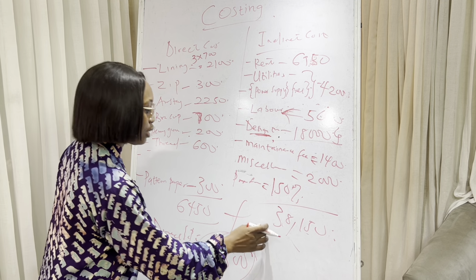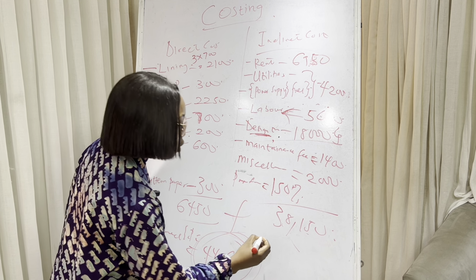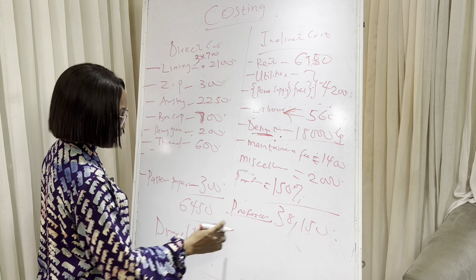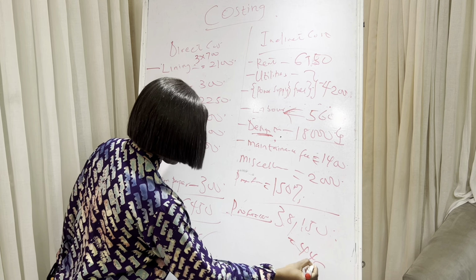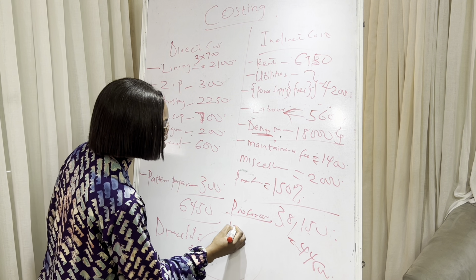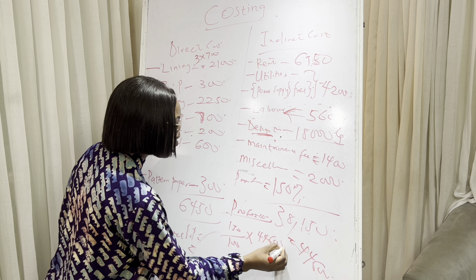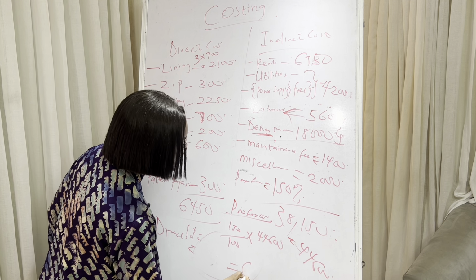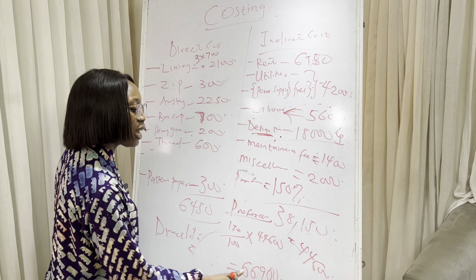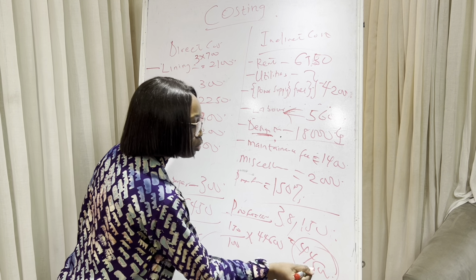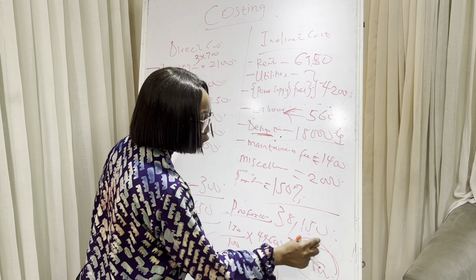So now if you want to add your profit margin to it, your profit margin is 150%. Remember that we said we are doing 150%, and by the time we added this and this together, it gave us 44,600. So for the 150%, what you have to do is 150 divided by 100 times 44,600, and this should give you 66,900. So that is going to be your profit margin. You will now add this 66,900 to this original cost.